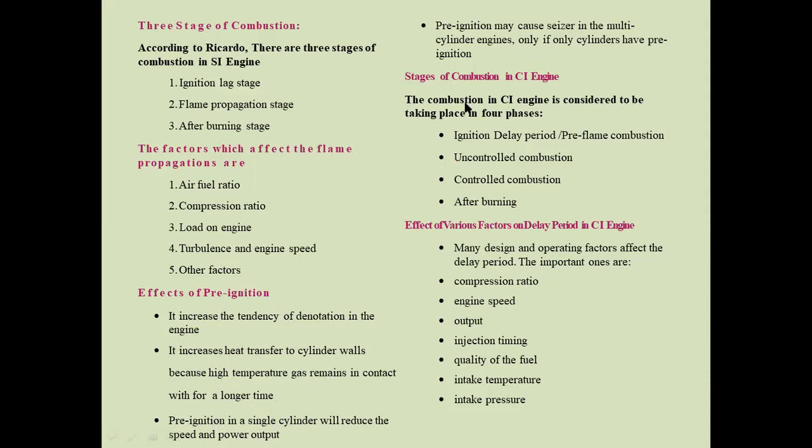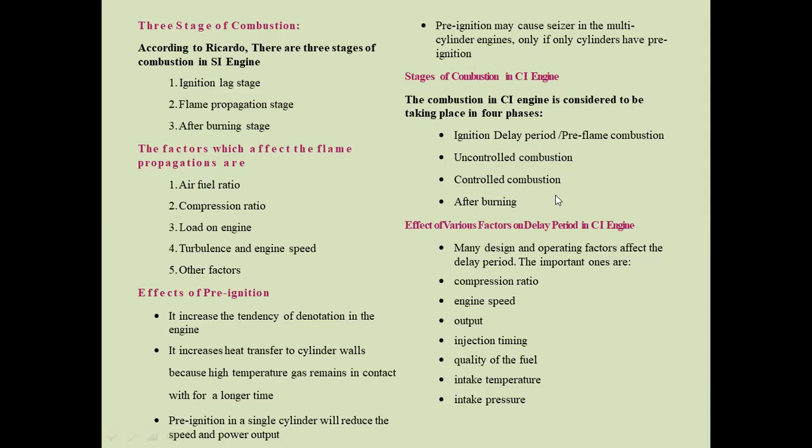Next we can discuss the stages of combustion in the CI engines. Generally the stages of combustion in the CI engine are divided into 4 categories. The first period is the ignition delay period or pre-flame combustion. The next one is uncontrolled combustion. The third one is controlled combustion. Finally, we can discuss the after burning period.